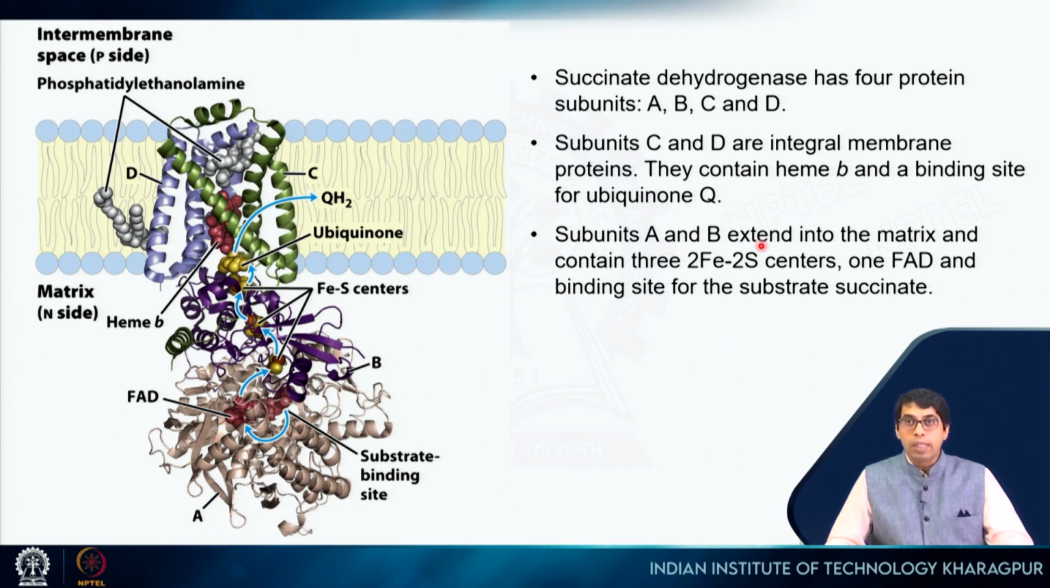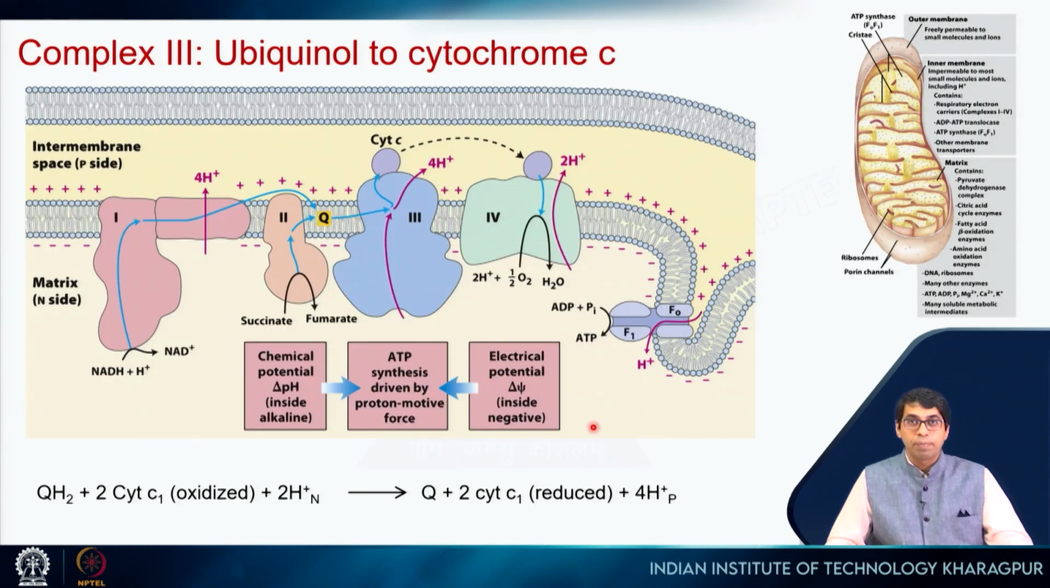Subunits A and B extend into the matrix. They are more in the matrix than in the membrane, and they contain 3 iron sulfur centers and 1 FAD bound to them. They also have the binding site for the substrate. The substrate will bind somewhere here. Okay. So electrons are transferred to ubiquinone at this point.